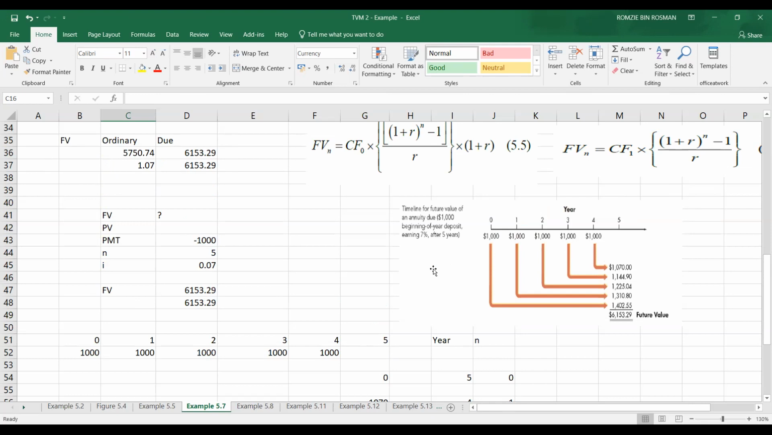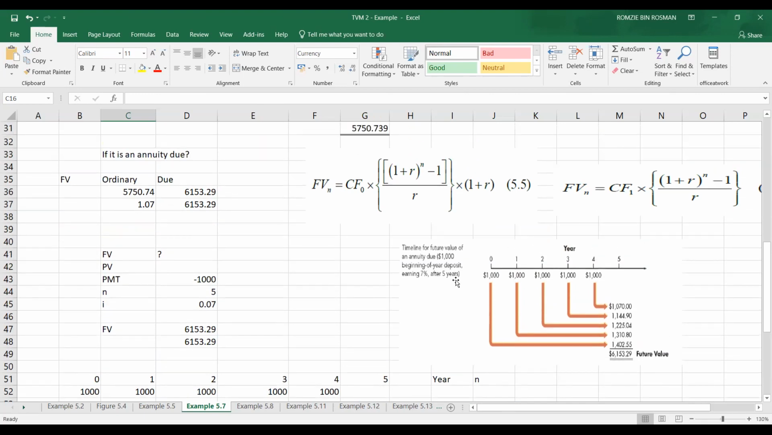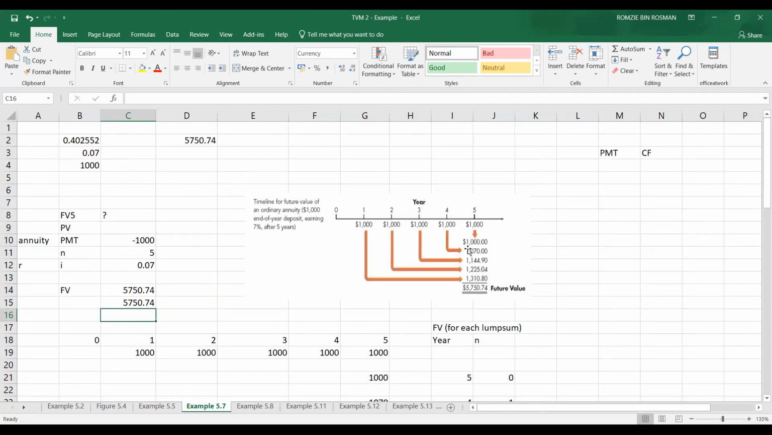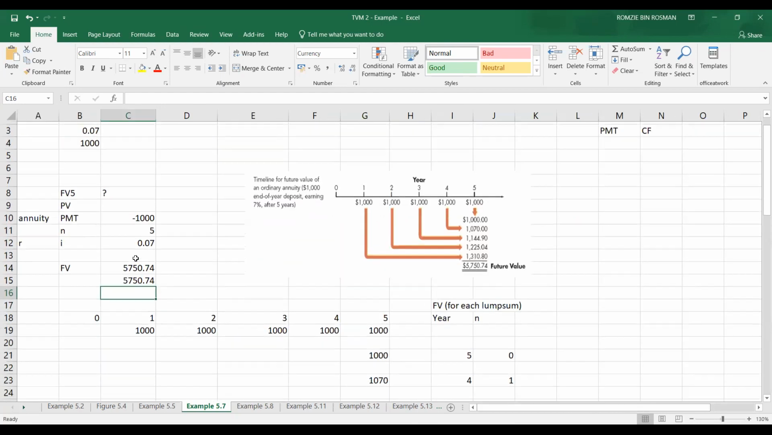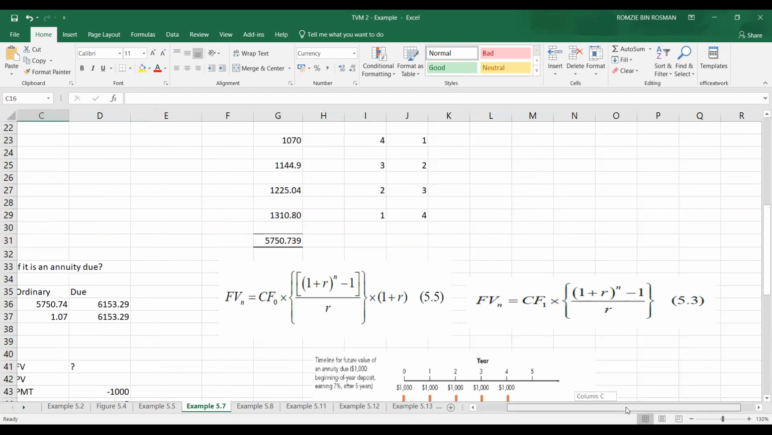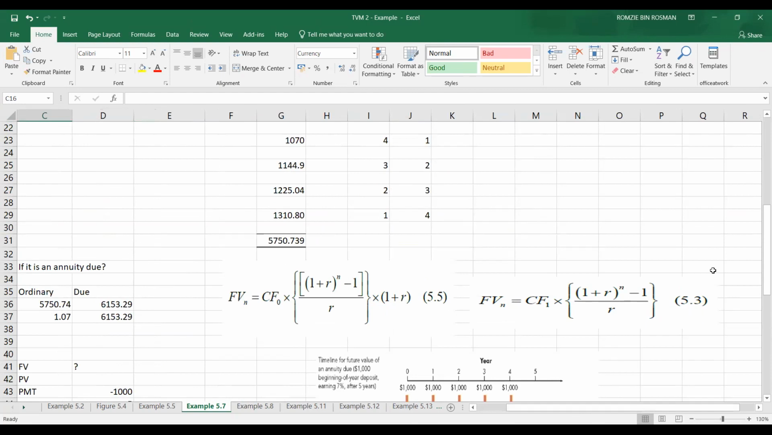Okay? Or shortcut. Shortcut has two ways. Look at the formula. Who can tell me what is the difference between this formula and this formula? This and this. What's the difference? This one has multiplication. Okay. The 5.5. What is it? What's the difference?